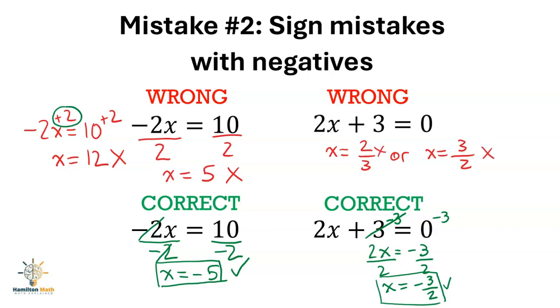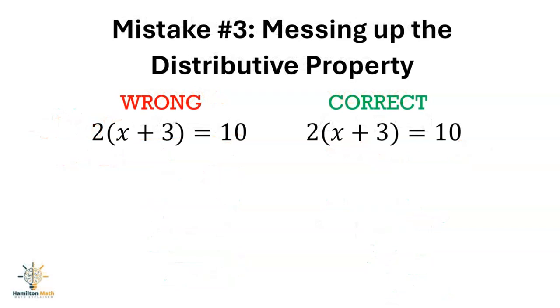So take the time to first add or subtract and then multiply or divide once you get the x terms on the one side and the non-x terms to the other, even if it's set equal to 0. The third common mistake I see students making with simple algebra problems is this, messing up the distributive property.